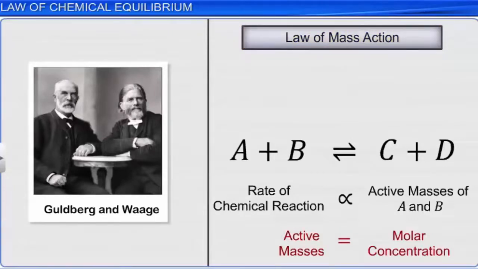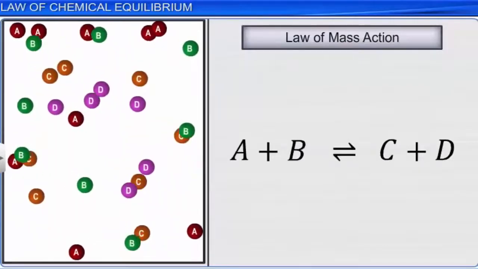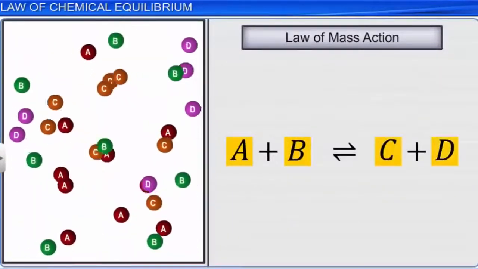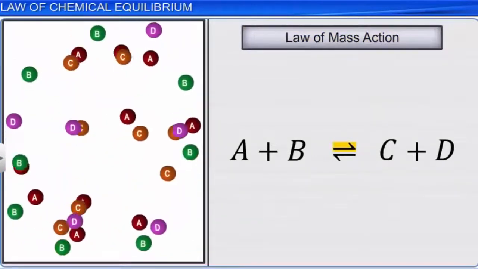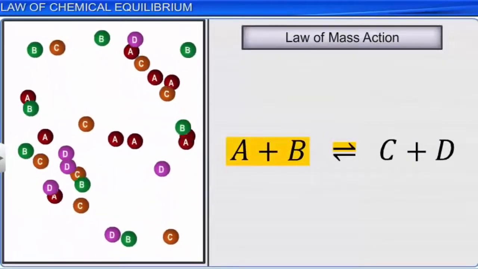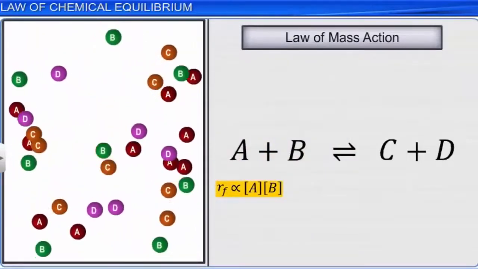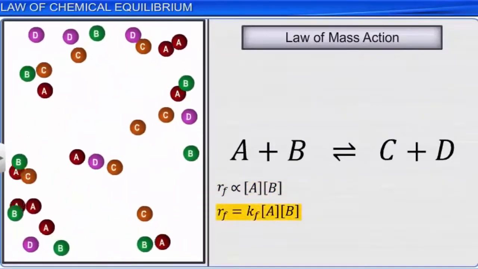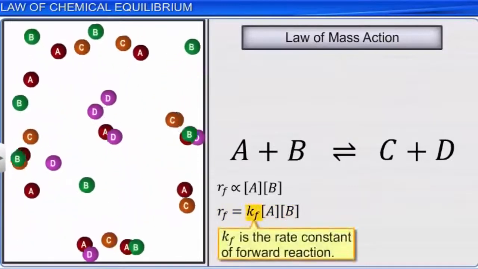Let's see how it applies to the equilibrium state of a reversible reaction occurring in a homogeneous system at a given temperature. Let 1 mole of A react with 1 mole of B to produce 1 mole each of C and D. According to the law of mass action, the rate of forward reaction will be proportional to the molar concentration of the reactants A and B. That is, the rate of forward reaction Rf is directly proportional to the concentration of the reactants A and B, or Rf is equal to Kf multiplied by the product of the concentrations of A and B, where Kf is the rate constant of forward reaction.